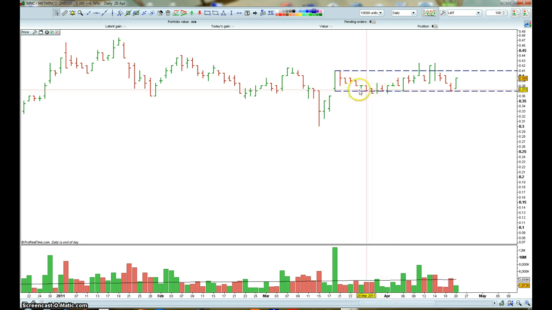So that shows me that perhaps the selling pressure on those bars is being absorbed by the professional money, and that they're actually holding it above that price.